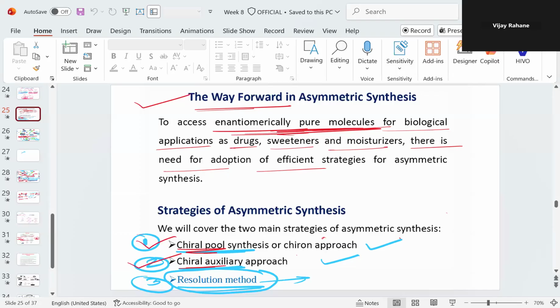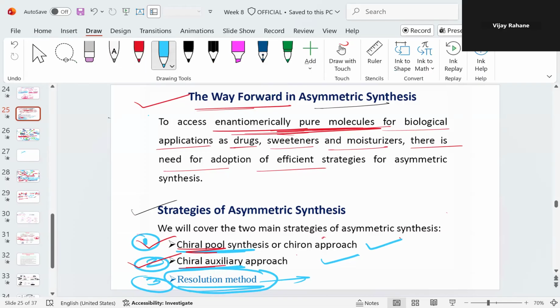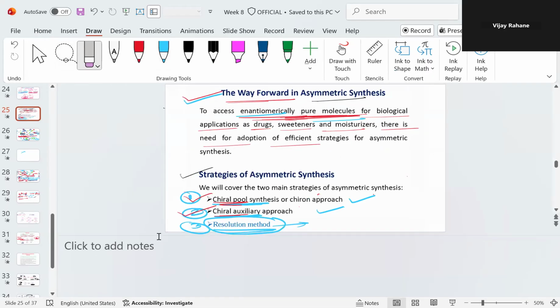I will just quickly share this. Okay, so we were up to here in the last week. In the last week, we were looking at how asymmetric synthesis is achieved in our routine organic synthesis. We know how organic synthesis is done, but asymmetric synthesis is somewhat different because we need enantiomerically pure molecules in our synthesis. Why it is important, we already know, because we have seen some examples.